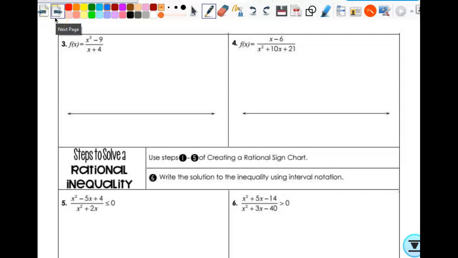All right, so let's flip this over. I'm going to look at number 3. I'm going to set this equal to 0, and I'm going to factor. 0 equals, so the numerator I get x plus 3, then x minus 3, and then x plus 4 down here.